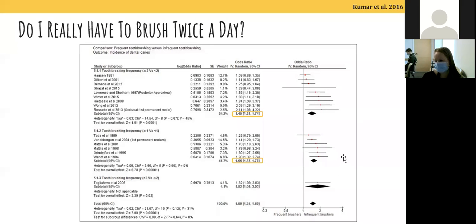And again, favoring the infrequent toothbrushers as the ones who are more likely to have caries. And the conclusion that they came to is maybe it doesn't really matter how frequently you brush your teeth, because these odds ratios are so similar. But the takeaway that I have from this is basically if you didn't think you were brushing enough, then you probably weren't, because this is all self-reported toothbrush frequency.